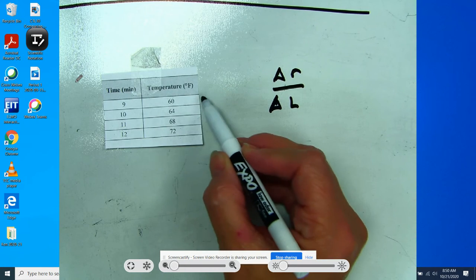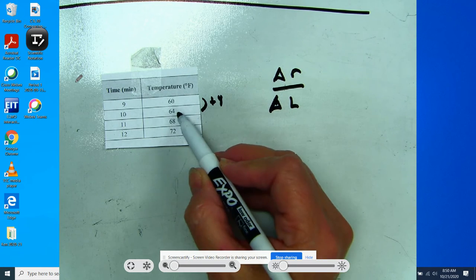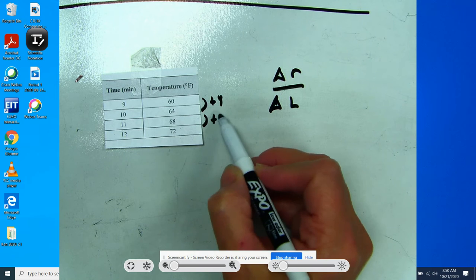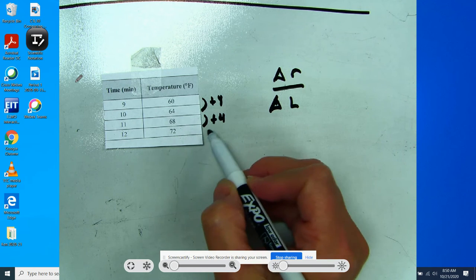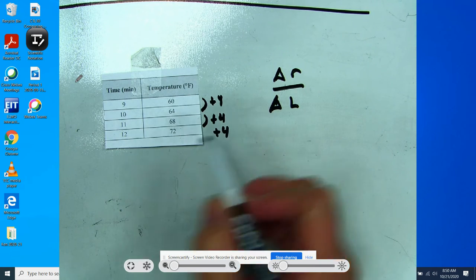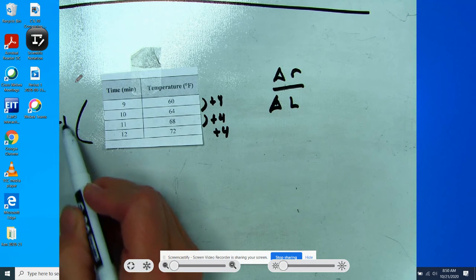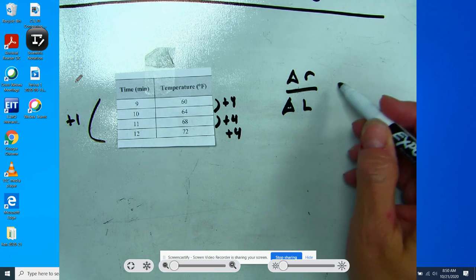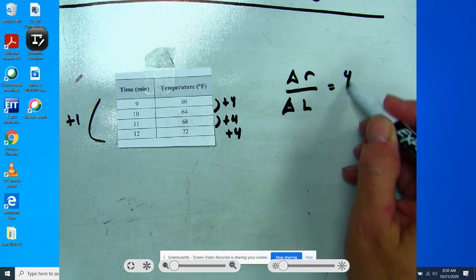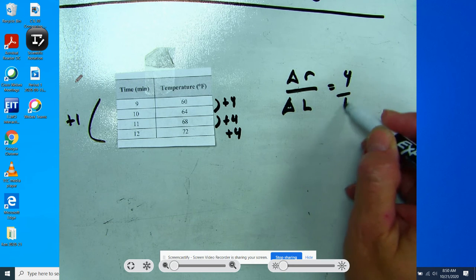So 60 to 64 is plus 4. 64 to 68 is plus 4. 68 to 72 plus 4. 9, 10, 11, 12, these are all plus 1. So our change on the right would be 4. Our change on the left would be 1.